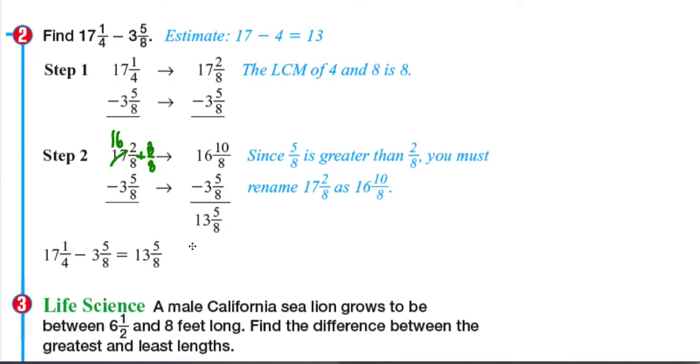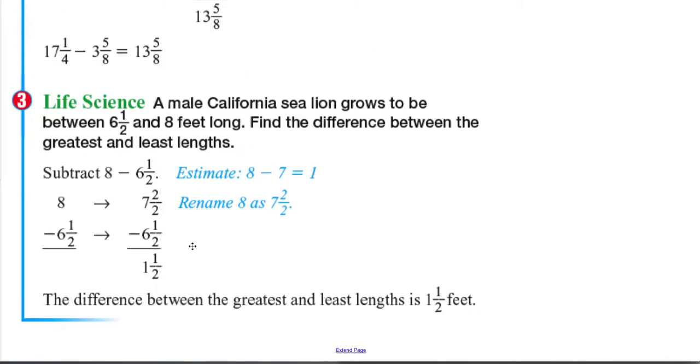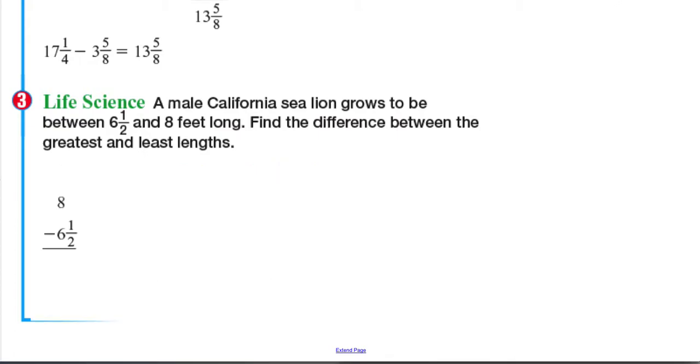Let's take a look at example number 3. Life science. A male Californian sea lion grows to be between 6.5 feet and 8.5 feet long. Find the difference between the greatest and the least lengths. So what do we need to do here? We need to subtract 8 minus 6 and 1/2. The first thing we need to do is estimate 8 minus 7, because 6 and 1/2 rounds to 7. So our answer should be close to 1.